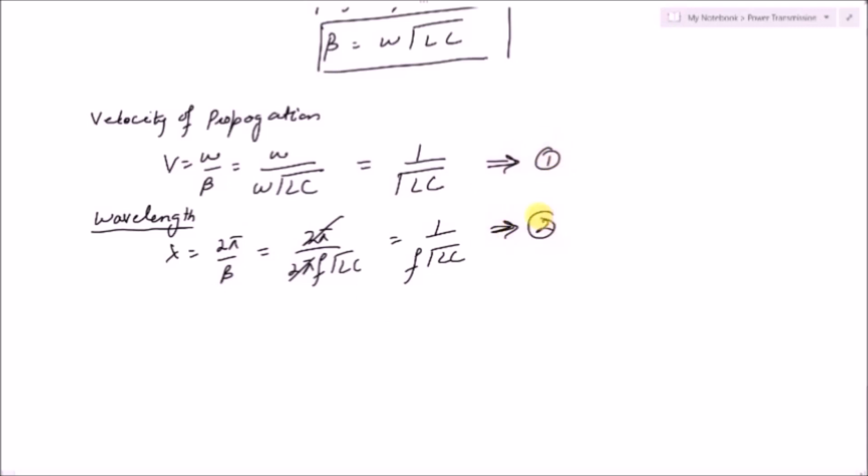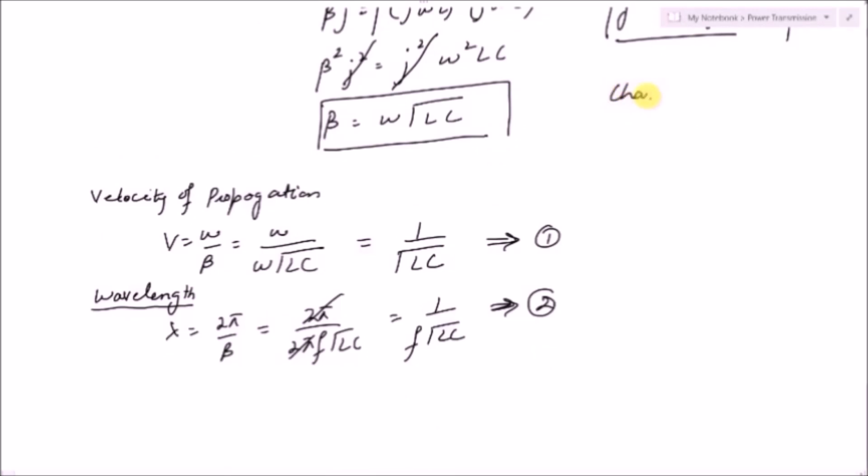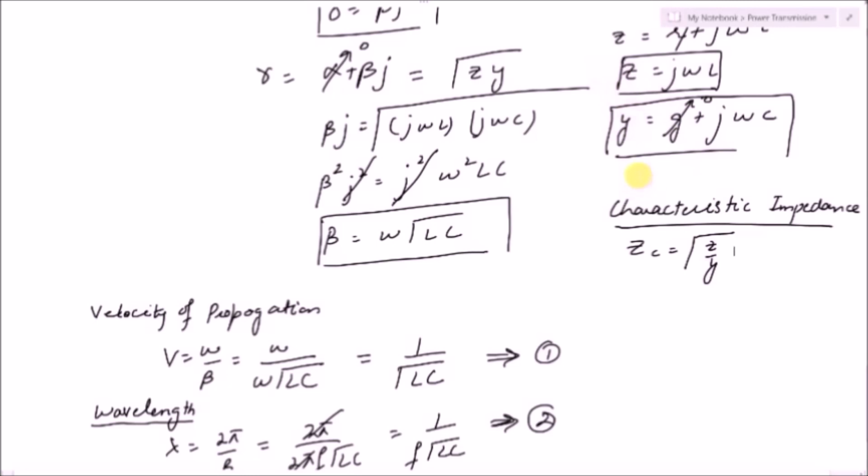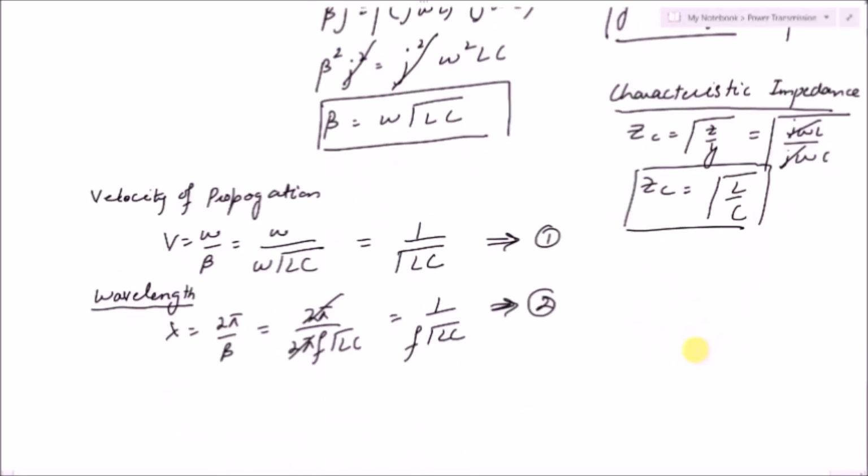Now there was one more parameter that is known as characteristic impedance. ZC is actually equal to under root Z by Y, right? So here we have calculated Z and Y. So I'll put the values of Z and Y in this equation. That will be j omega L over j omega C. So ZC is equal to under root L over C. So for the lossless line, the characteristic impedance will become resistive.